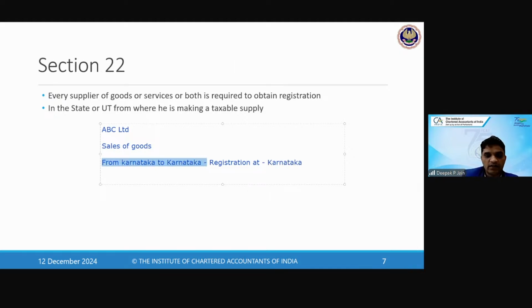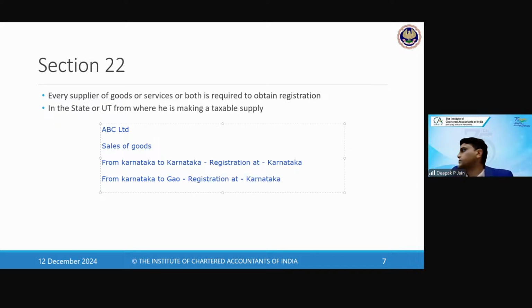Now they are making sales from Karnataka to Goa. Here, where is the registration required to be taken? Goa, destination state. Very good. In both the states. Very good.